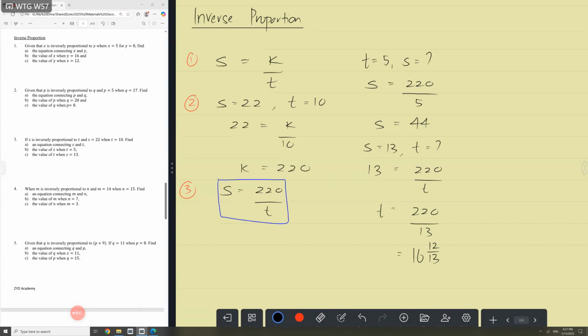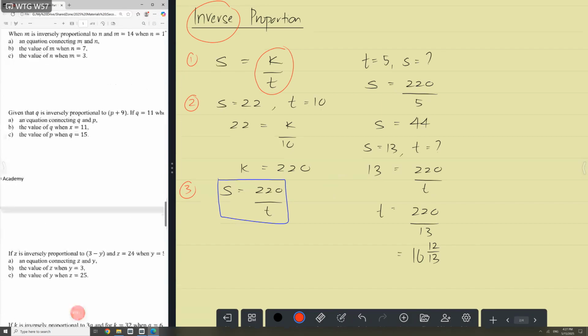So just to summarize again, please remember the difference between inverse and direct proportion. For inverse proportion, it is K over the variable. All right, but for direct proportion, K is just beside the variable. And read the question carefully. If we look at question number 5, it says Q is inversely proportional to P plus 9. So you have to make sure you write Q is equals to K over P plus 9. And make sure you stay consistent with those two variables.